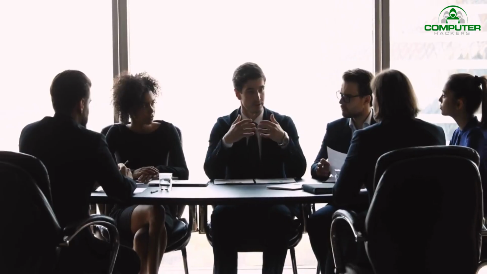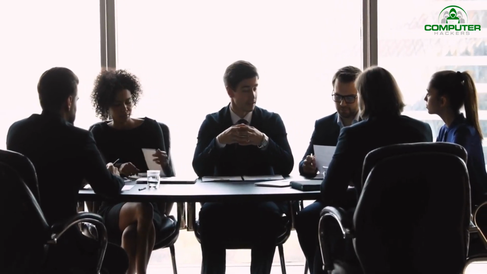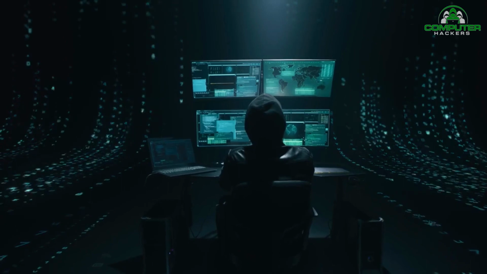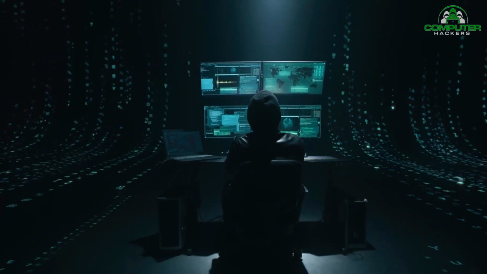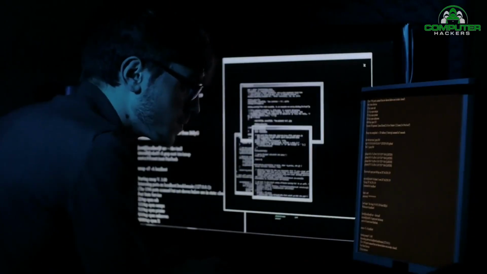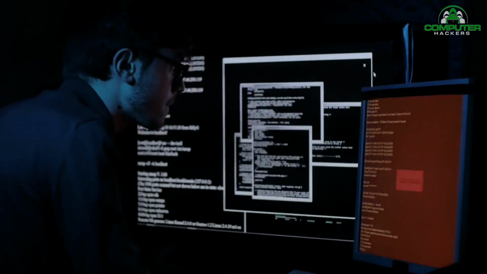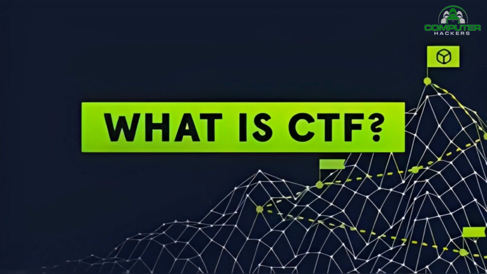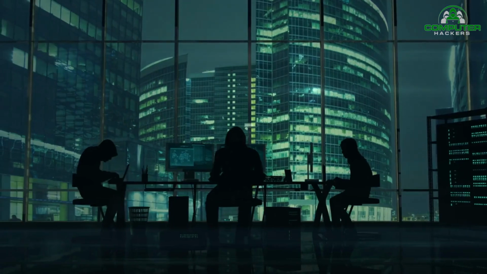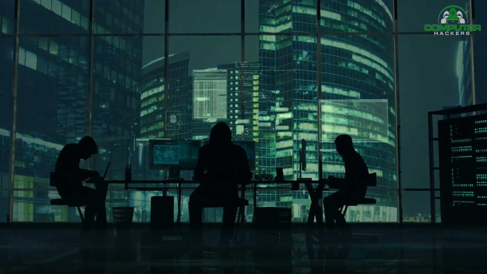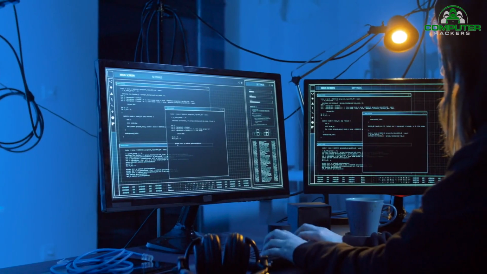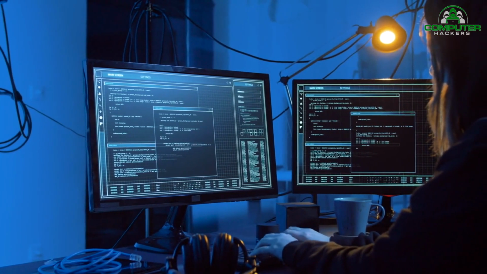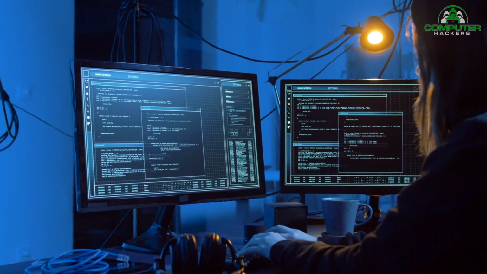Segment 5, getting started and building your career. Now that we've explored the field, let's discuss how you can get started and build a successful career in ethical hacking and penetration testing. Practical experience is crucial in this field. Consider participating in Capture the Flag, CTF, competitions, which provide hands-on experience in solving security challenges. Building your own lab environment and practicing on vulnerable systems can also sharpen your skills.